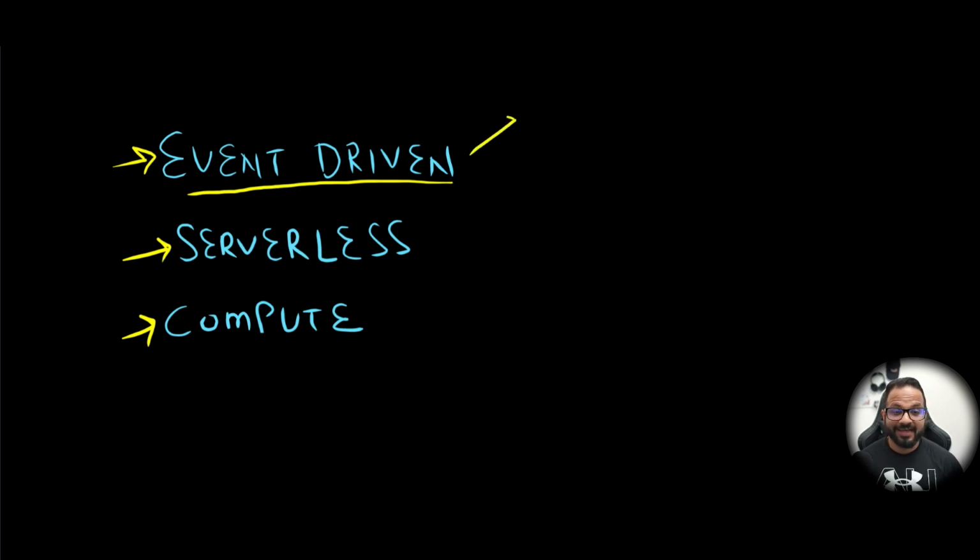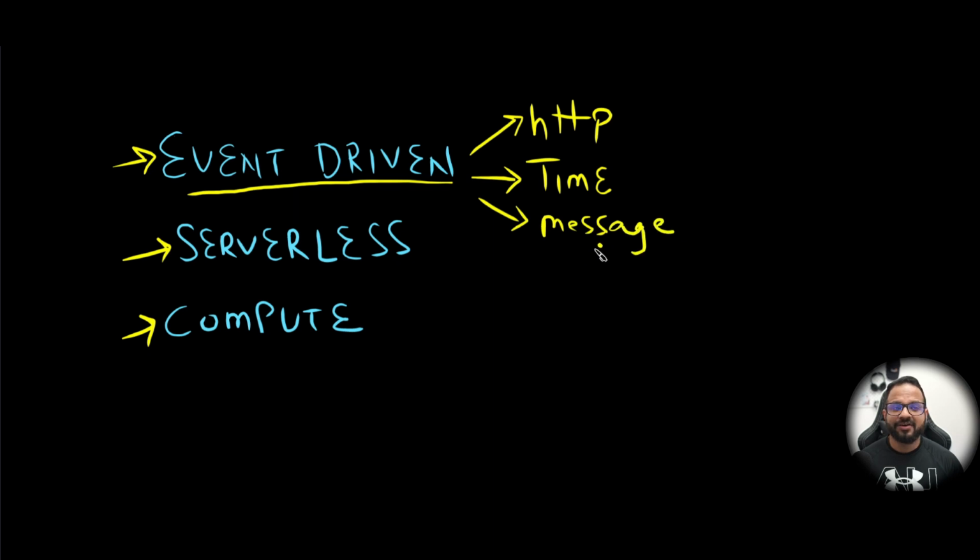There are different types of events that it supports. So it could be an HTTP based event, or it could be a time based event like execute this function at a certain time on a certain day, such as a cron syntax. Or it could be a message from another service like Azure Event Grid or queue storage and so on.